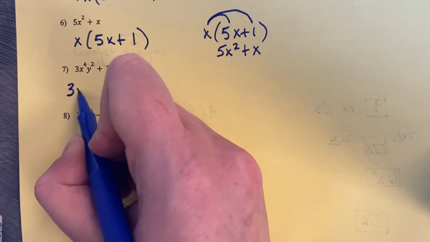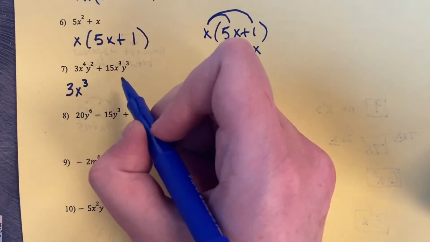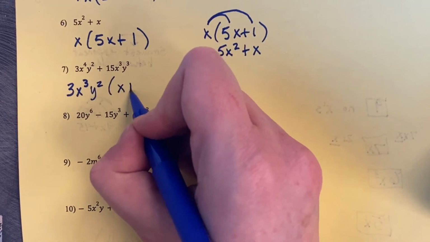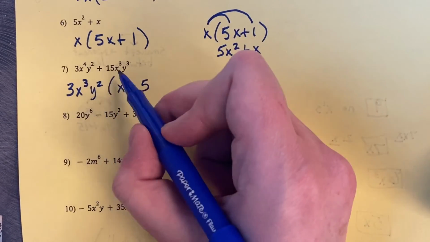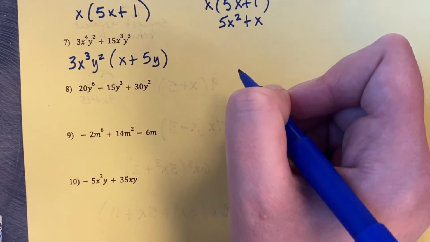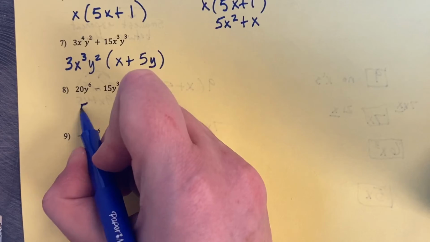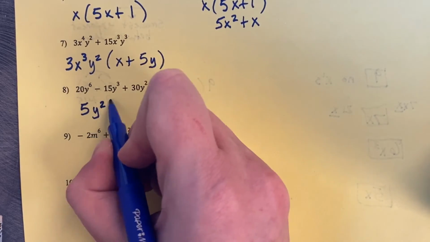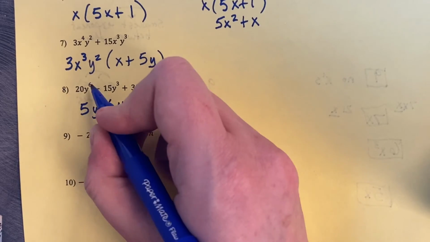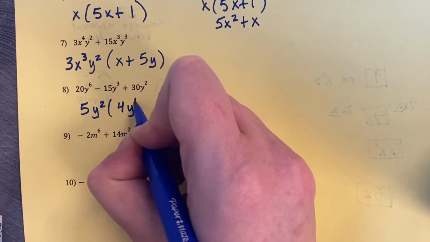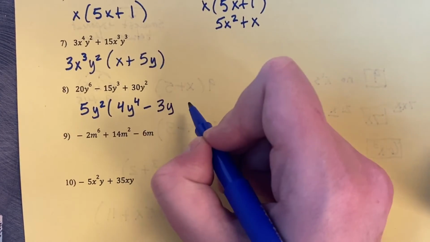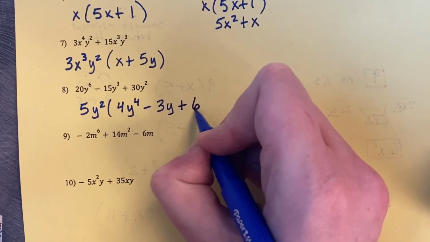3x cubed, and then a y squared. So then we get an x plus 5, and then the x's went away, and 1y. 20, 15, and 30, 5, and a y squared is the smallest one. So then we get 4. 6 minus 2 leaves me with 4 y's. Minus 3 single y plus 6.